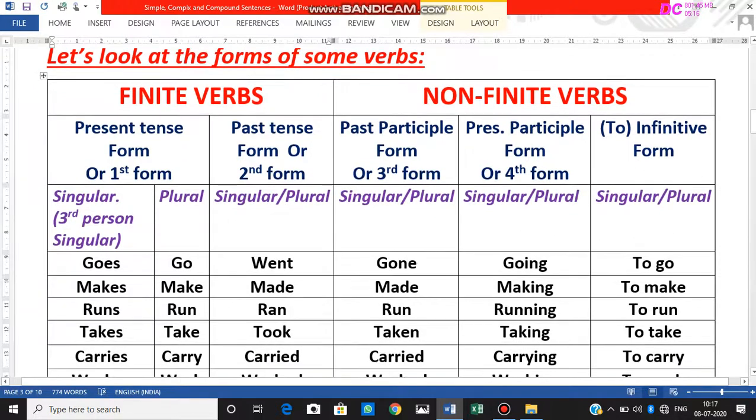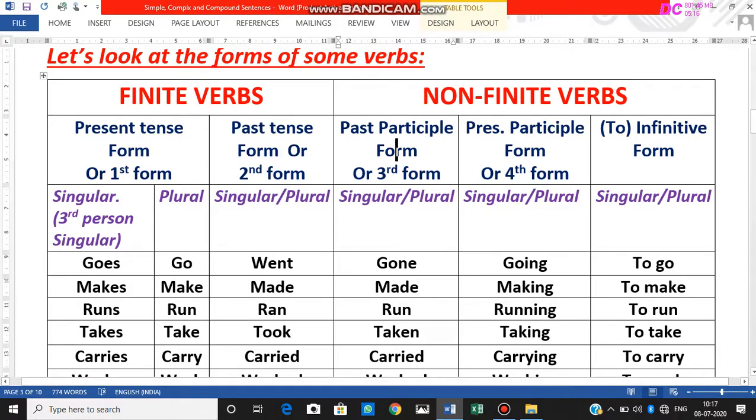The first column is finite verbs, and the second one is non-finite verbs. Now you must know every verb has four main forms, which we commonly call first form, second form, third form, and fourth form. I have made a chart in which I have written all these forms so that you can fully understand them and have a clear understanding of them.